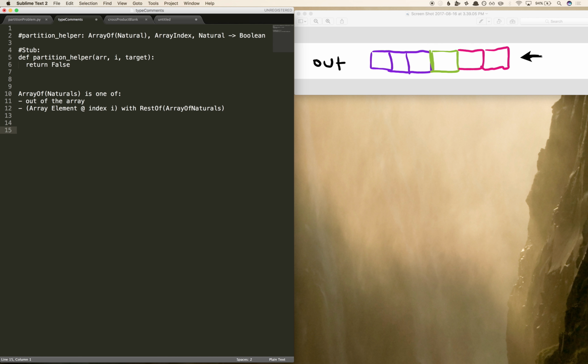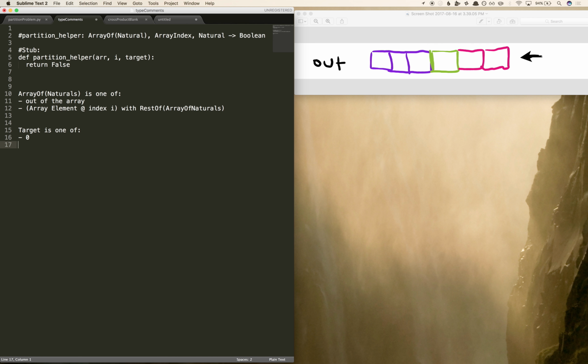And so if we think about it, our target is in a couple of states. We notice that we only care about when target is at 0. When target's at 0, we know that we've gotten our answer. So target is one of: it's 0, and then target can also be another positive number.